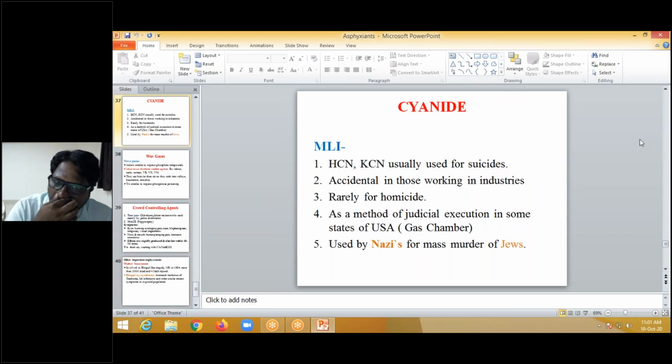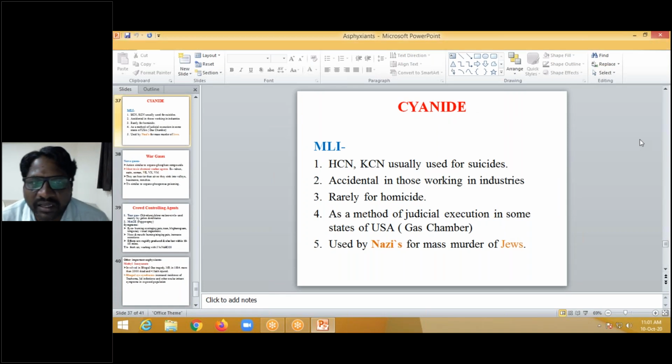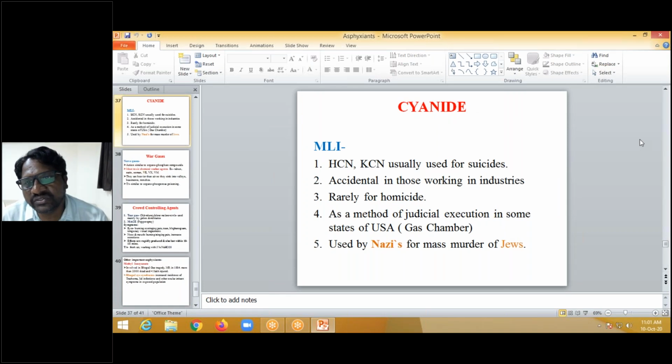What is the medical importance of cyanide? Generally, hydrogen cyanide and potassium cyanide are usually used for suicidal purposes, as immediate death occurs, especially among spies and militants, who will use hydrogen cyanide to get immediate death. Potassium cyanide and hydrogen cyanide suicides are usually seen in those working in industries which release potassium cyanide as a product.